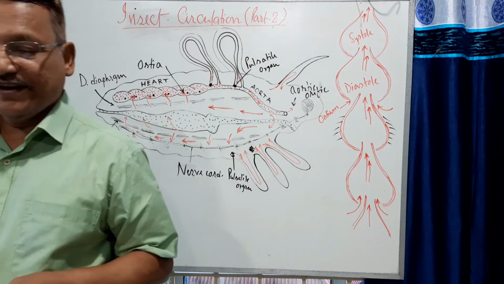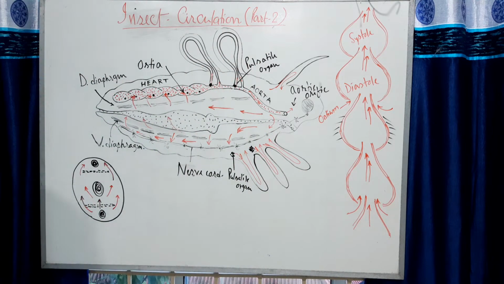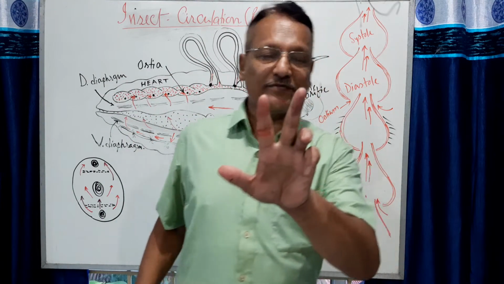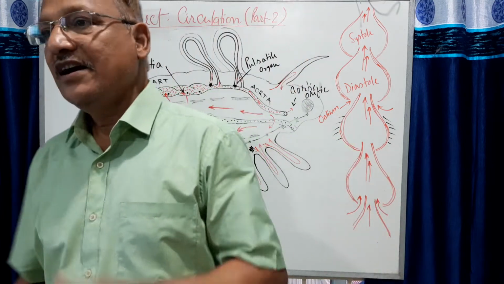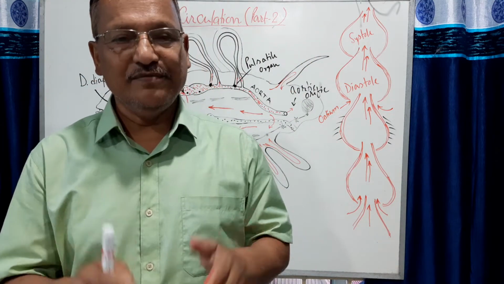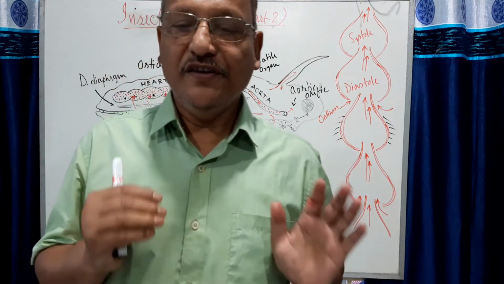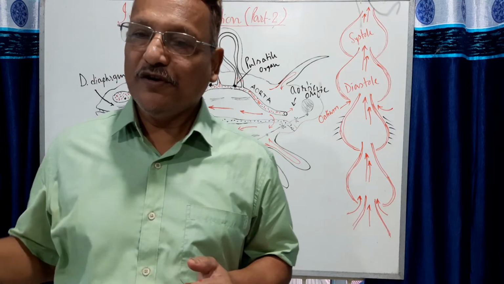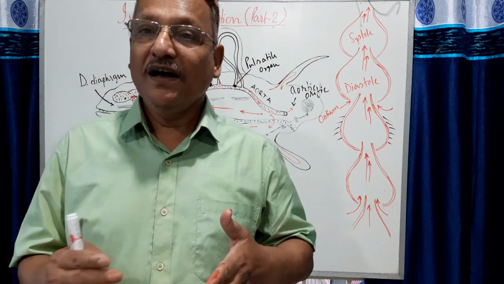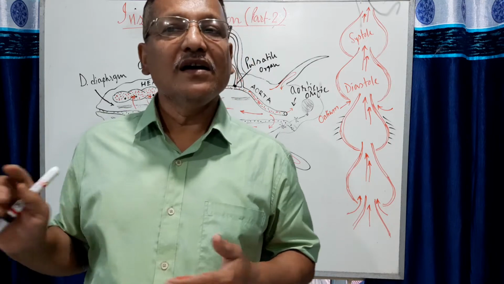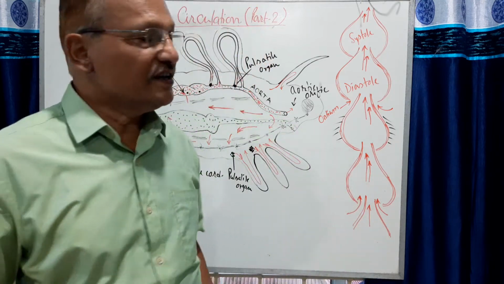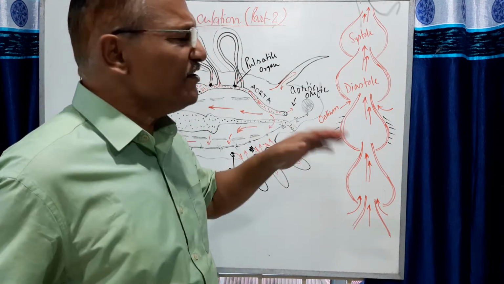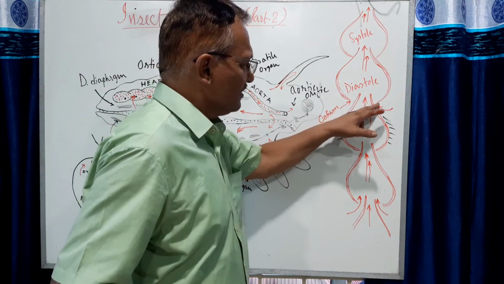So anyway, next is general circulation. These are the incurrent ostia. Already I have discussed two types of ostia, excurrent and incurrent ostia, through which blood or hemolymph flows out or in. That means hemolymph may flow from the hemocoelic fluid to the heart, or from the heart to the hemocoel. So incurrent and excurrent ostia. During diastole, this is the ostia.